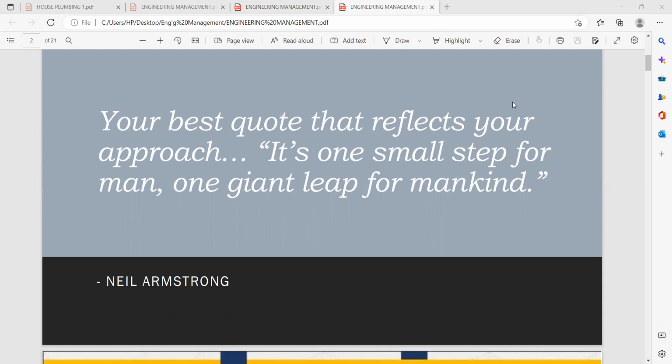So before we start, we will have this opening quote, which is from Neil Armstrong. So your best quote that reflects your approach: it's one small step for man, one giant leap for mankind. Okay, so with that, let's start sa ating continuation sa lecture 1.